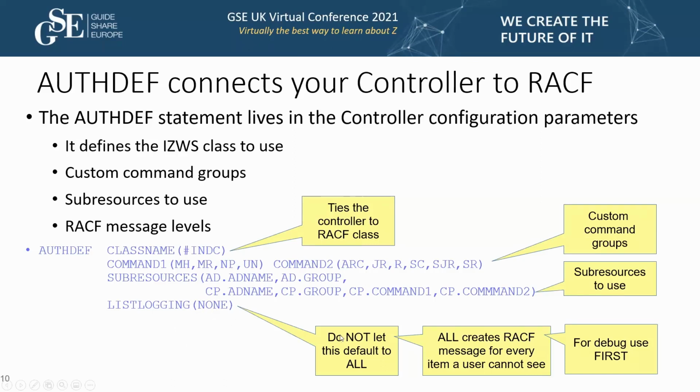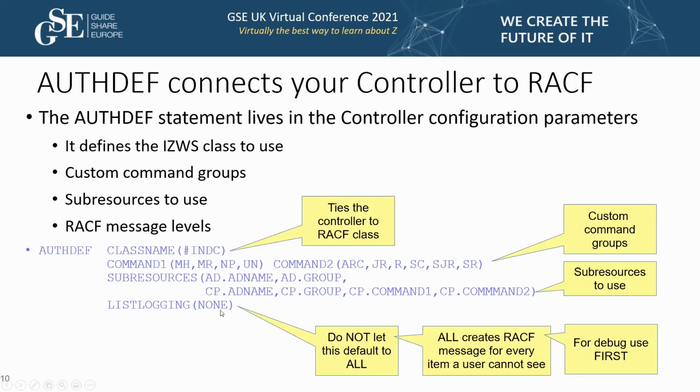List logging. This defaults to all. Do not let it default to all. I mentioned on the previous screen, if you get access of none, then if somebody does a list of everything in the database and they don't have access to a lot of elements because they've got access of none, then for everyone that they can't see, they get an ICH408I message on the console to tell them they've attempted to look at that and can't see it. So don't let that default to all, you won't like the result.